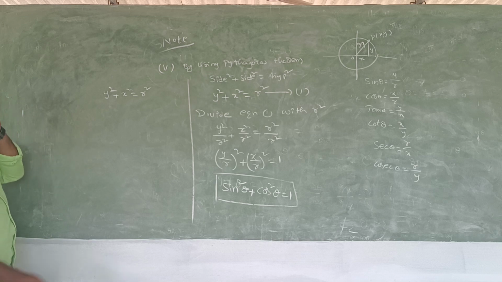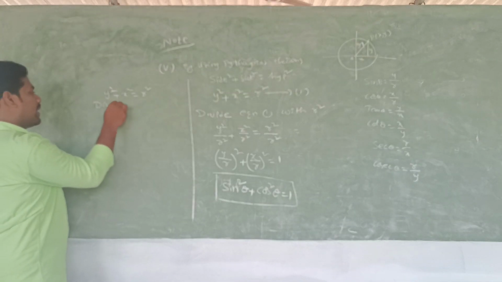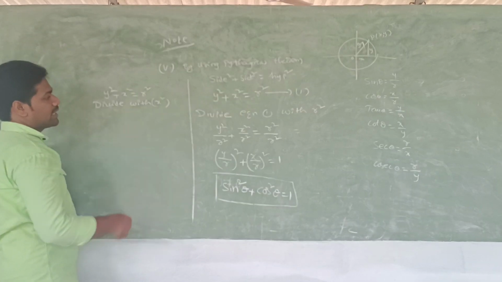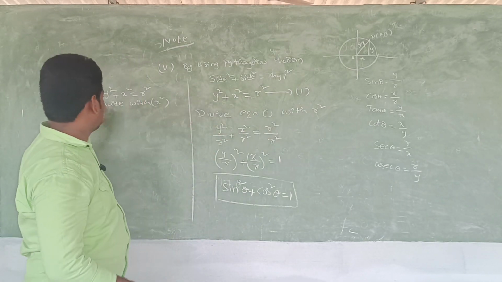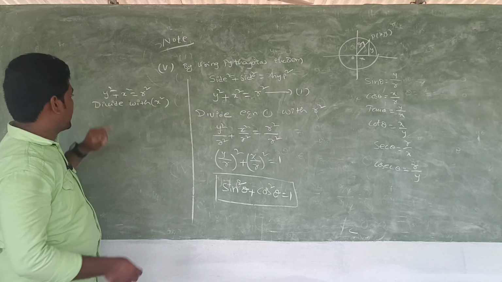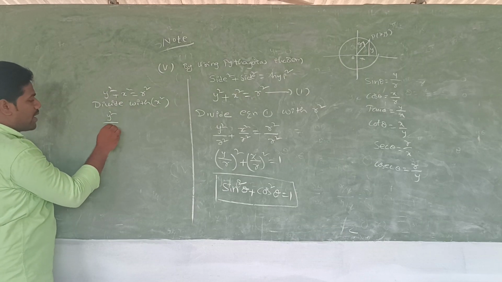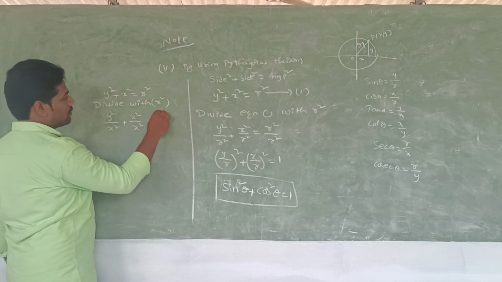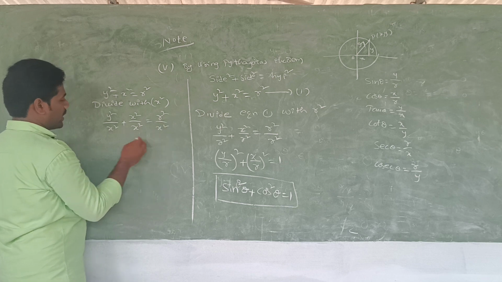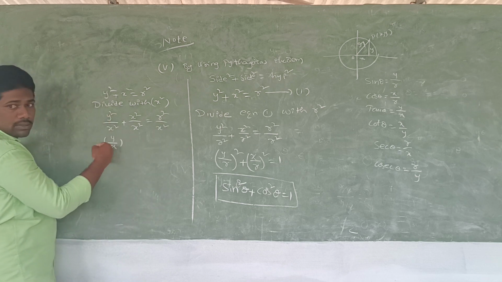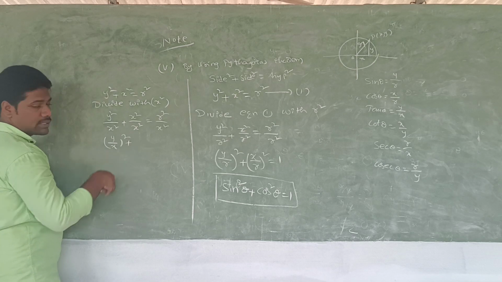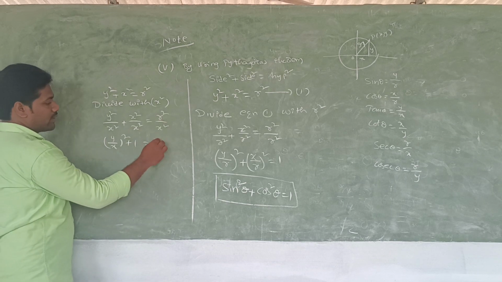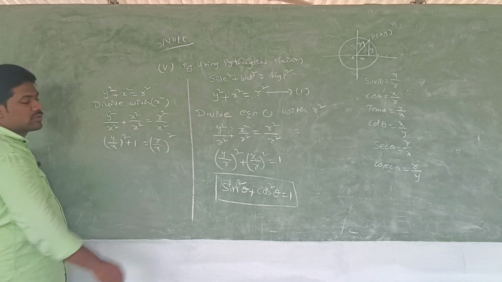Next, the second one. I am taking equation 1, y square plus x square is equal to r square, and dividing it with x square. You have to divide: y square by x square plus x square by x square is equal to r square by x square. We can write it as (y by x) whole square plus 1 is equal to (r by x) whole square.